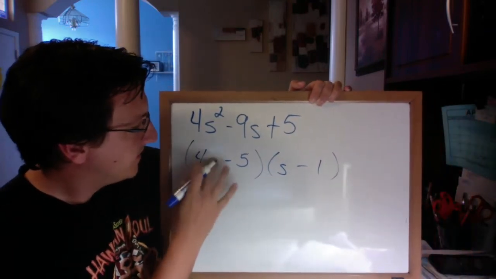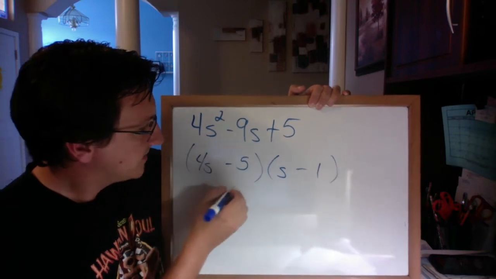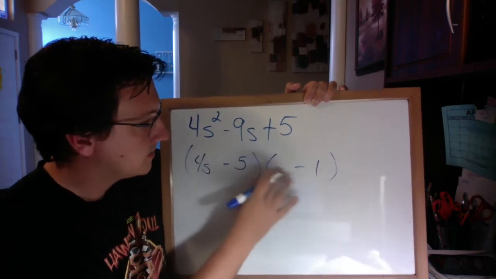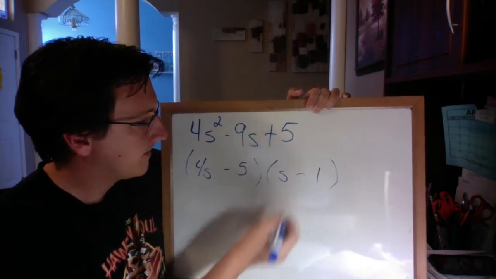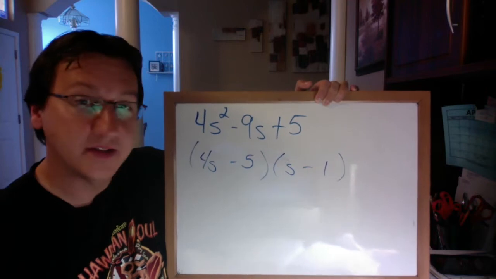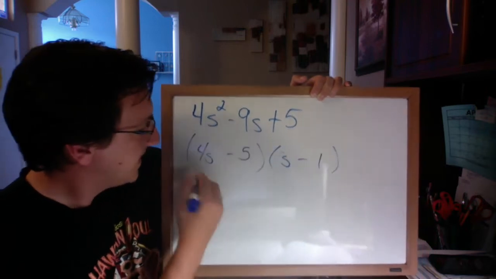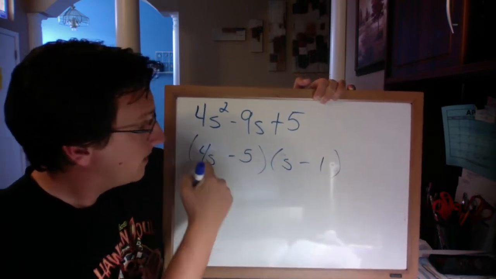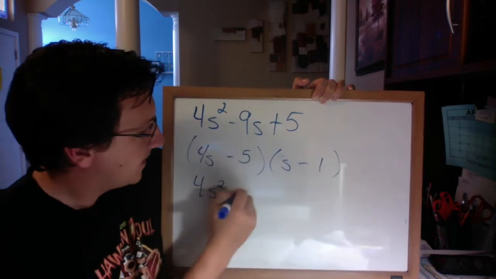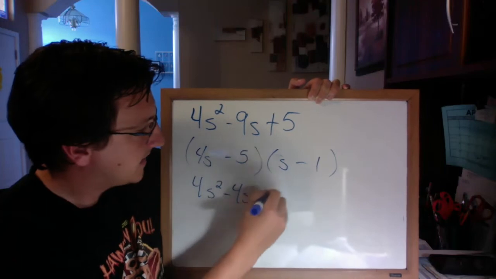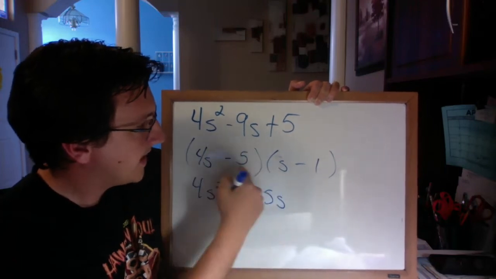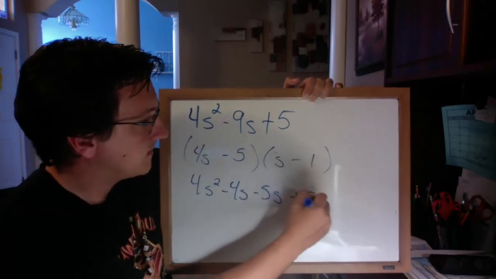This can get a little tricky because sometimes your s's can look like 5s. So this is kind of a peculiar one, so be careful. We'll pretend that you know that's an s. So 4s times s is 4s squared. 4s times negative 1 is negative 4s. Negative 5 times s is negative 5s, and then negative 5 times negative 1 is positive 5.